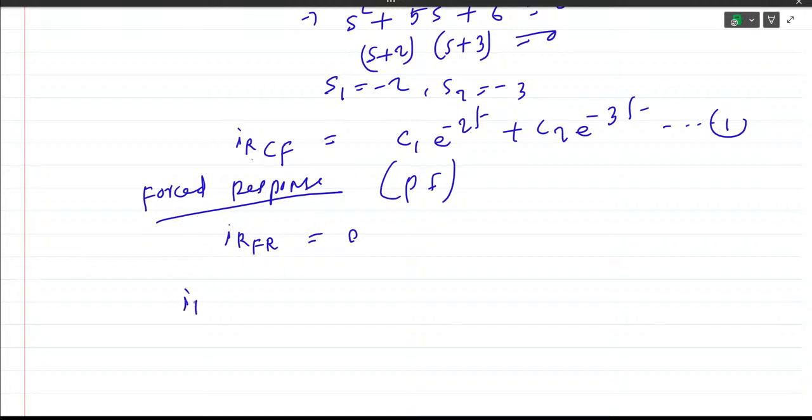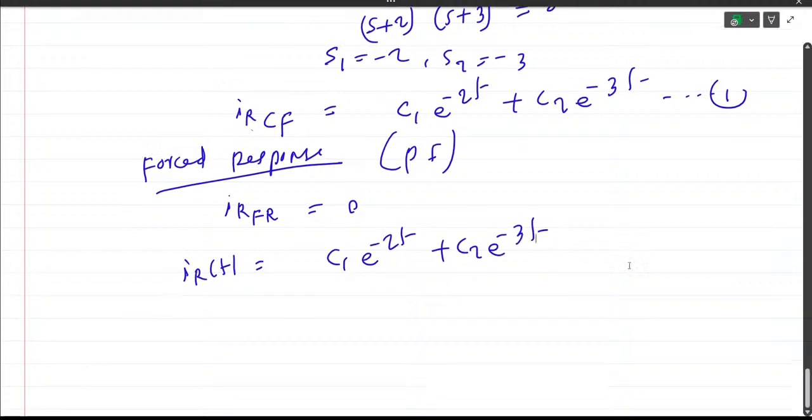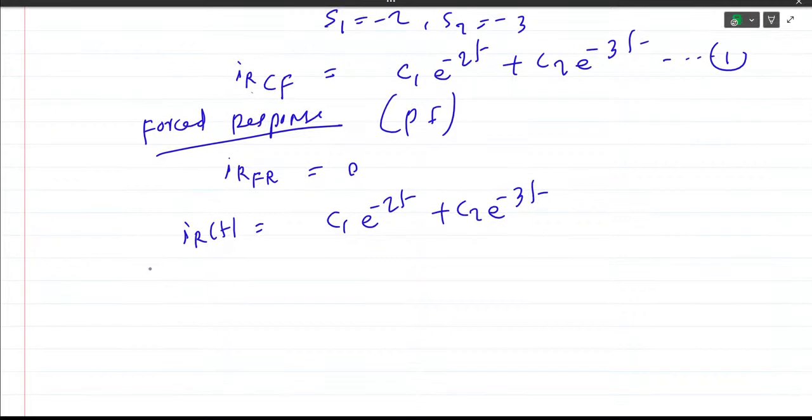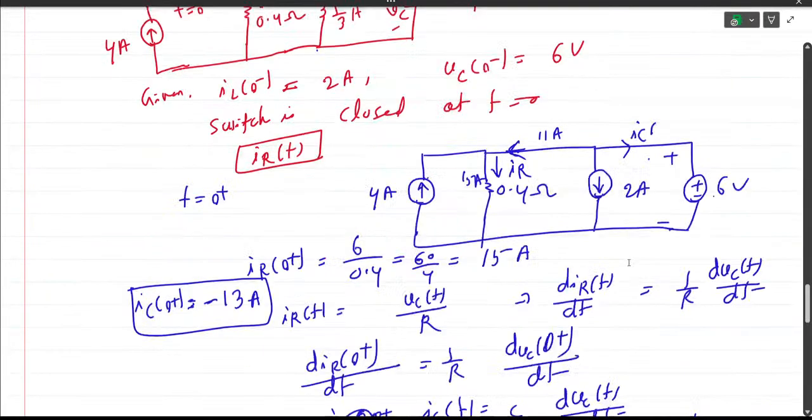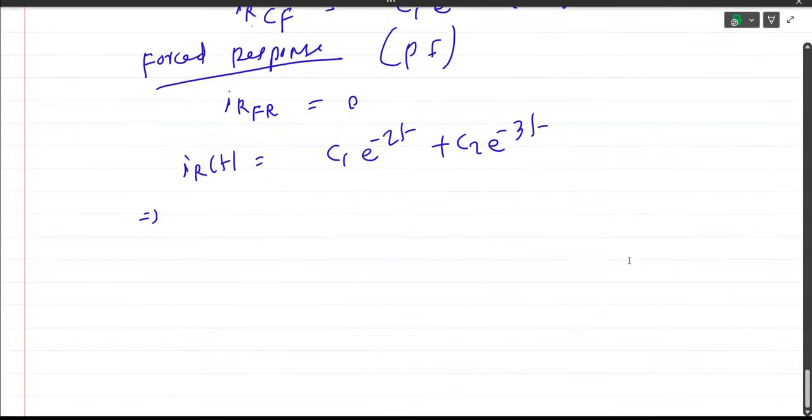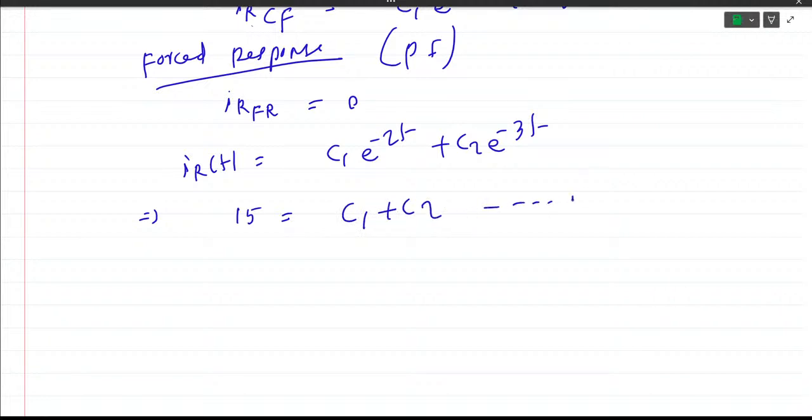So total response becomes c1 e raised to the power minus 2t plus c2 e to the power minus 3t, and put the initial value for IR at 0 plus, which was 15 ampere. That is 15 equal to c1 plus c2. This is your equation 1, right?